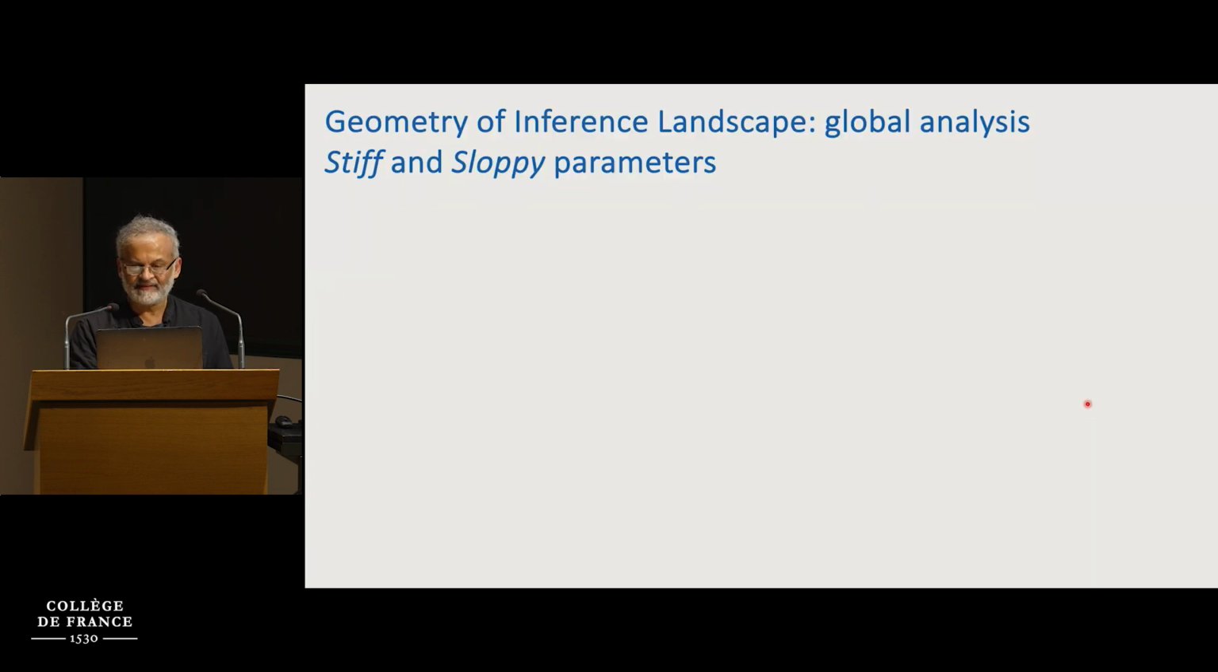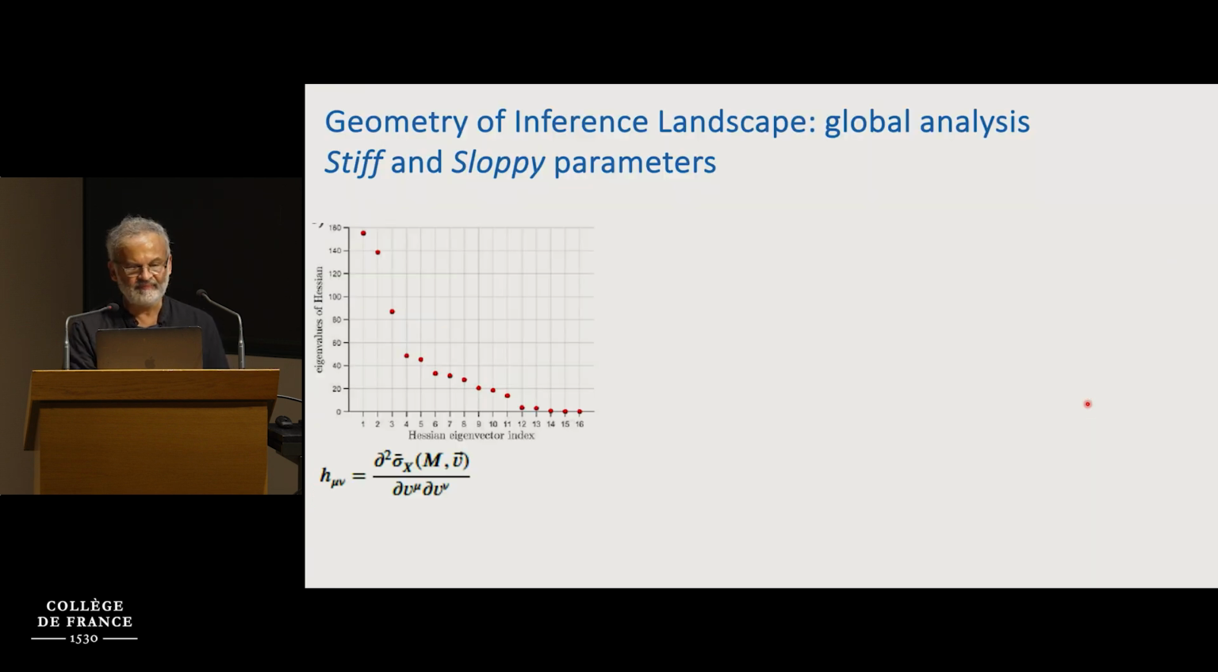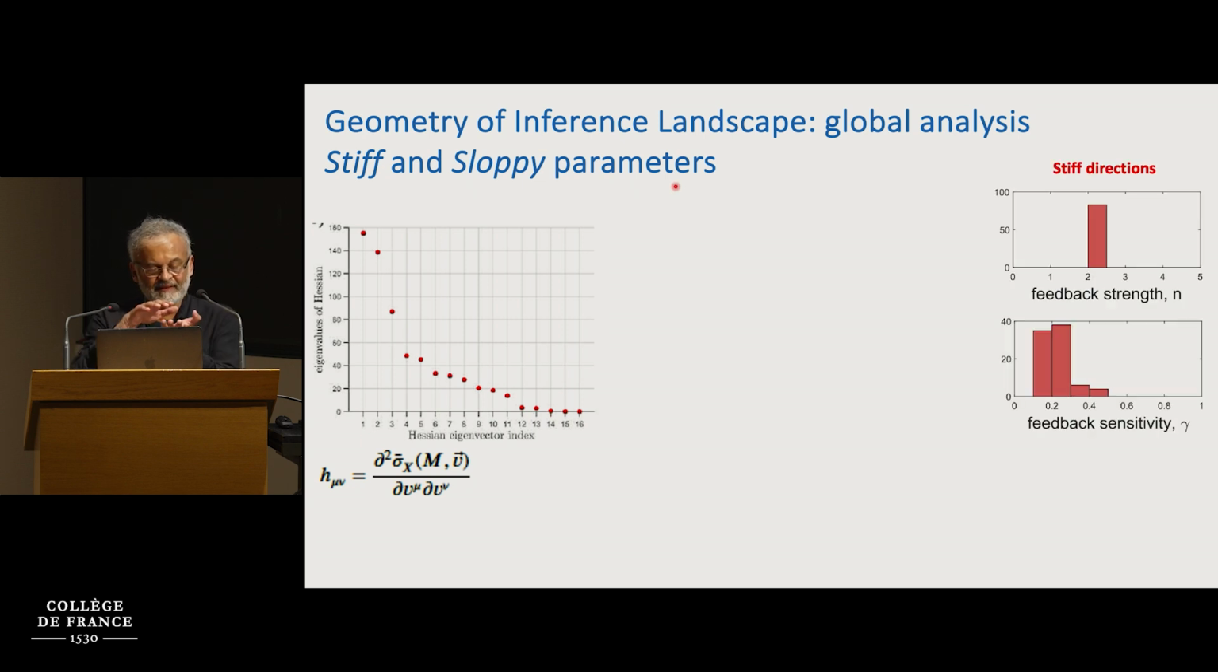A similar analysis can be done by looking at all the minima. Remember, it's a non-convex optimization, so there are lots of minima, and what you can do is first go to the global minimum. You find that most eigenvalues of the Hessian are low, shown here, and very few of them are stiff, which means that the global minimum has many shallow flat directions and very few high curvature directions.